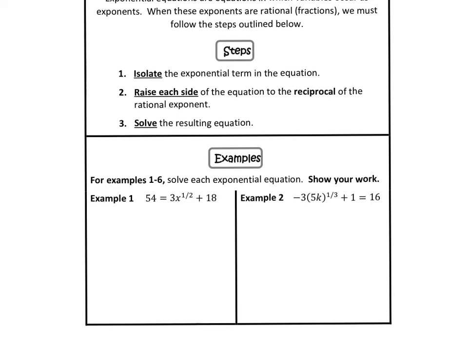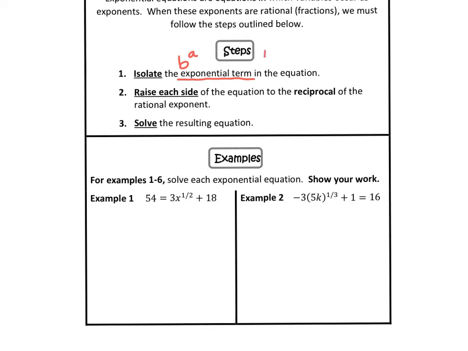And so, to organize ourselves, if we follow these steps, we should get to the final answer and we should be able to solve the equation. So step one is isolate the exponential term in the equation. So we have to look at the equation and figure out which term is the exponential. And to know what it looks like, we should know what an exponential term is. It's any term that has a base and a power. So I'm going to say b to the power of a.